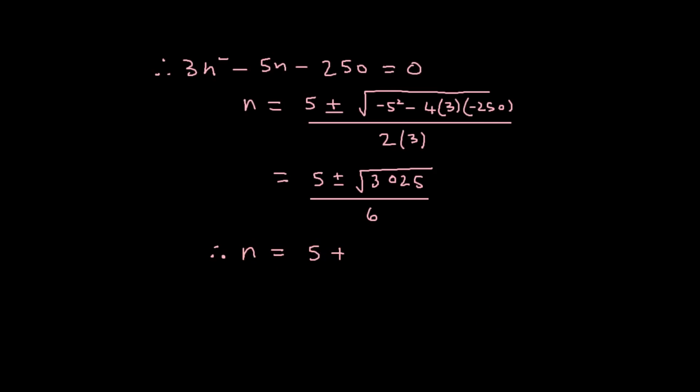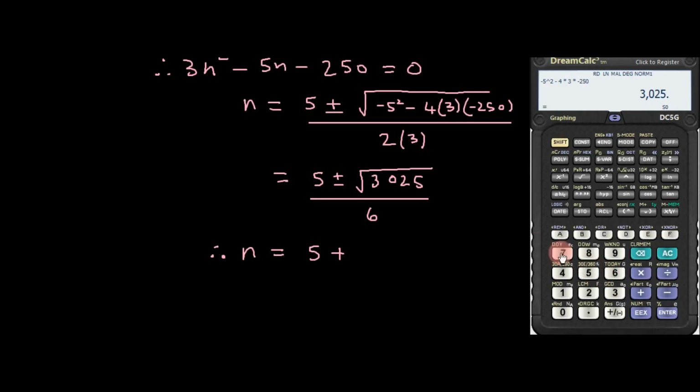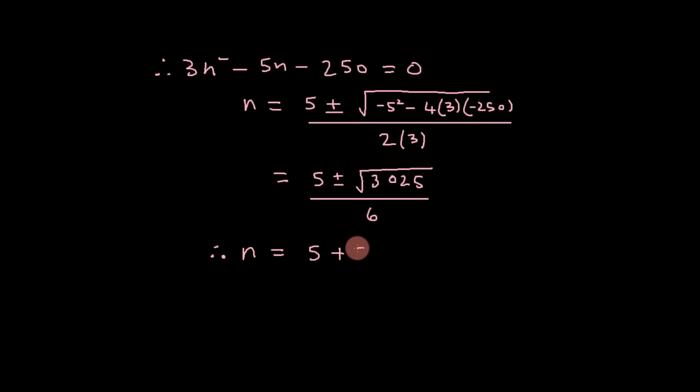So 5 plus, and we can get the square root of 3025. It's 55. This is all divided by 6. So it's 60 divided by 6, which is 10.